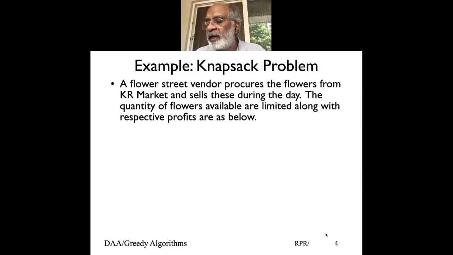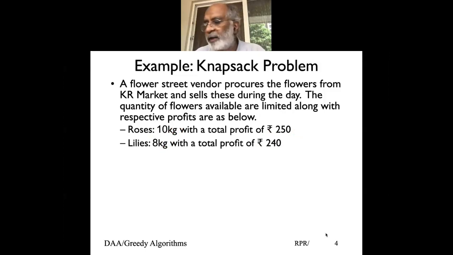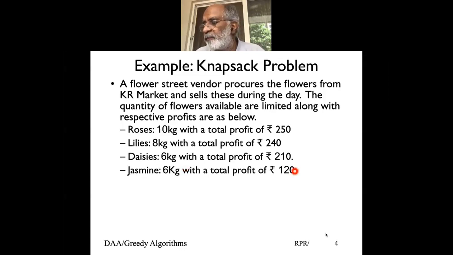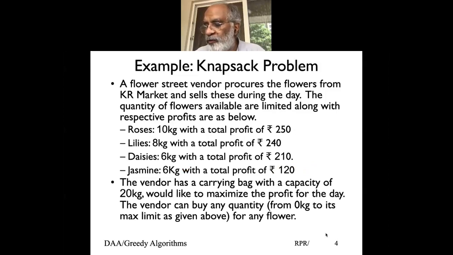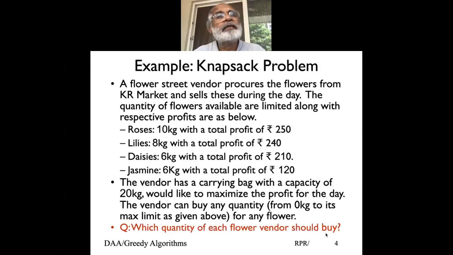Now, if a flower vendor has to buy, roses of 10 kg give a total profit of 250 rupees, lilies, maximum 8 kg, give 240 rupees profit, daisies 6 kg and jasmine 6 kg. The question is, the vendor has a bag of 20 kg, how should the vendor proceed? So this is one sample instance of what is called a knapsack problem. I'll give you different approaches and tell you how we look at the problem and what would be the more optimal, more greedy approaches. Let's look at what it is that we really want to do.